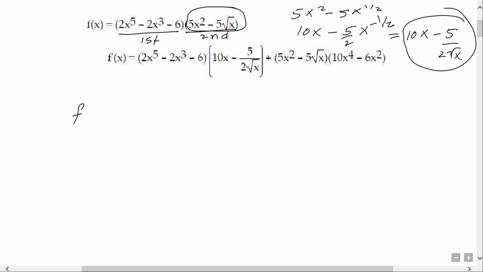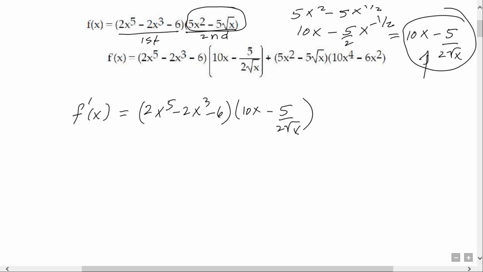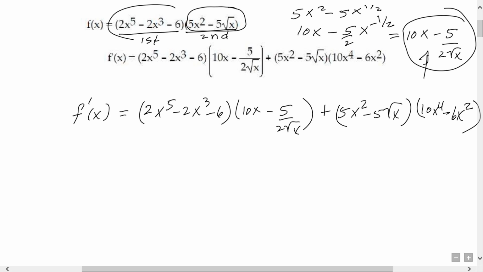So now we've got all the ingredients to take the derivative of the product, and so f prime of x is equal to the first, which is 2x to the 5th minus 2x cubed minus 6, times the derivative of the second, which we calculated over here, which is 10x minus 5 over 2 square roots of x, plus the second, which is 5x squared minus 5 square roots of x, times the derivative of the first, which is simply 10x to the 4th minus 6x squared. And that is the answer.